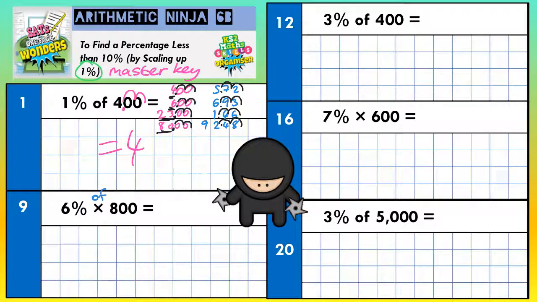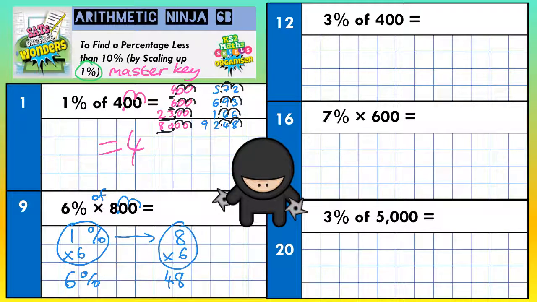Question number 9. 6% of 800. Remember, times 800 means of 800. Now, we can't work out 6% until we found 1% first. So 1%, if we move our point 2 places in, 1, 2, is 8.00, in other words, just 8. So 1% is 8. So 6%, we want 6 lots of that. 6 lots of 1% is 6%. So if we're timesing the 1% by 6, we need to times the 8 by 6. And 8 times 6 is 48. So 6% is 48.